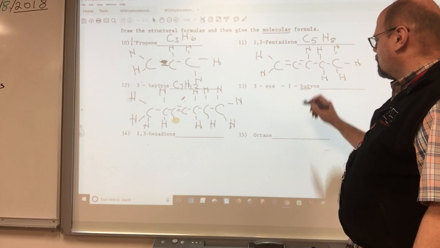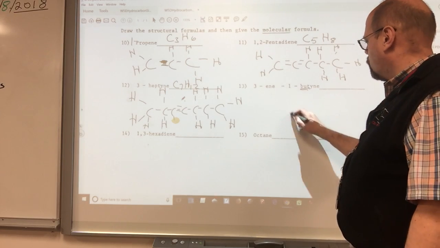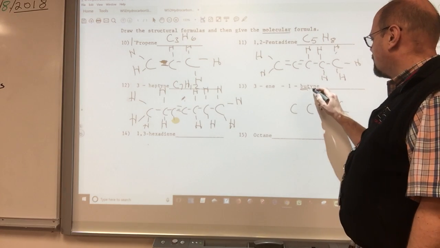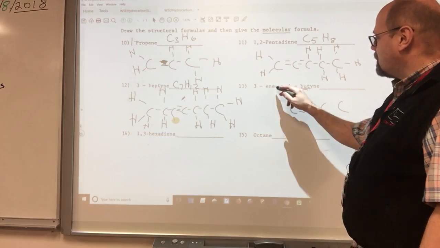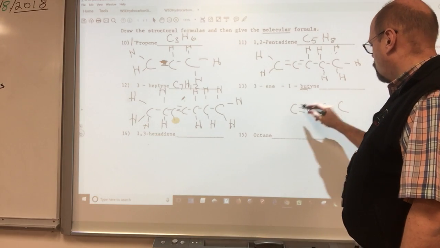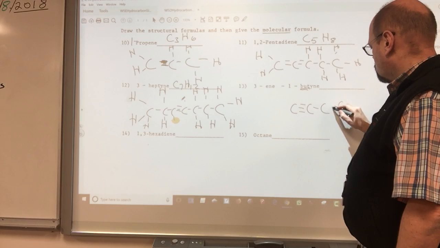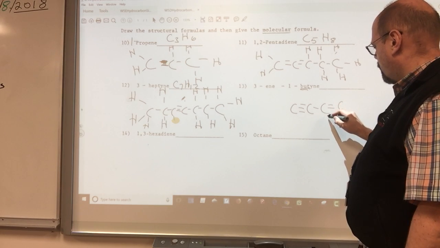But it's still got this as the parent chain. So 4 carbons. 1, 2, 3, 4. It has an yne group right after the first carbon. That means a triple bond. It has an ene group after the third carbon. So 1, 2, 3. This is the ene. That's the double bond, the third carbon right here.